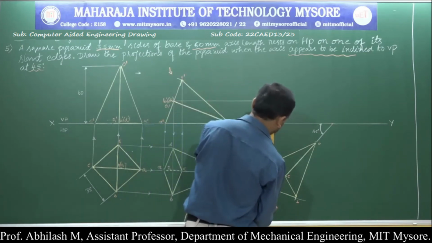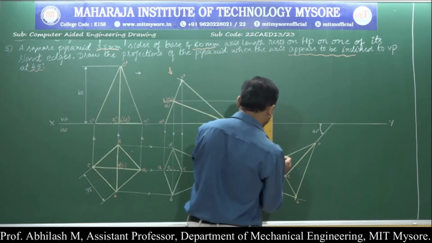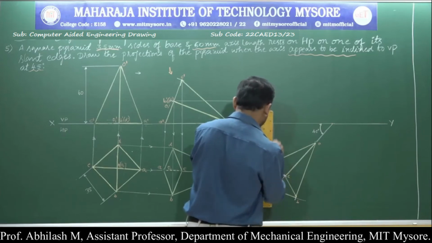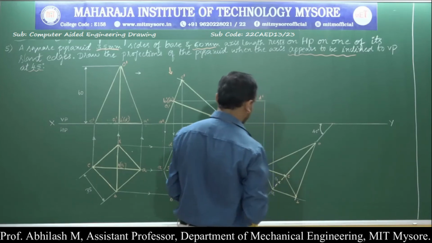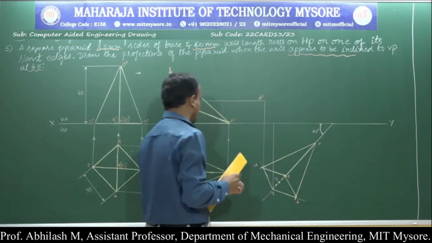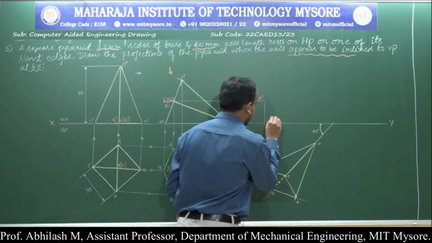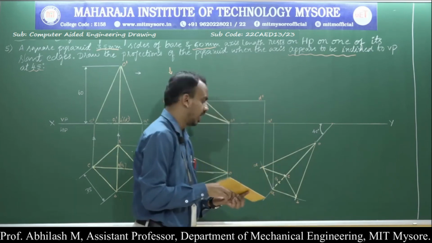A is exactly at the XY line. So draw only up to the projection line up to the XY. So name it as A dash. In the front view, we are going to call the name with a dash, A dash.